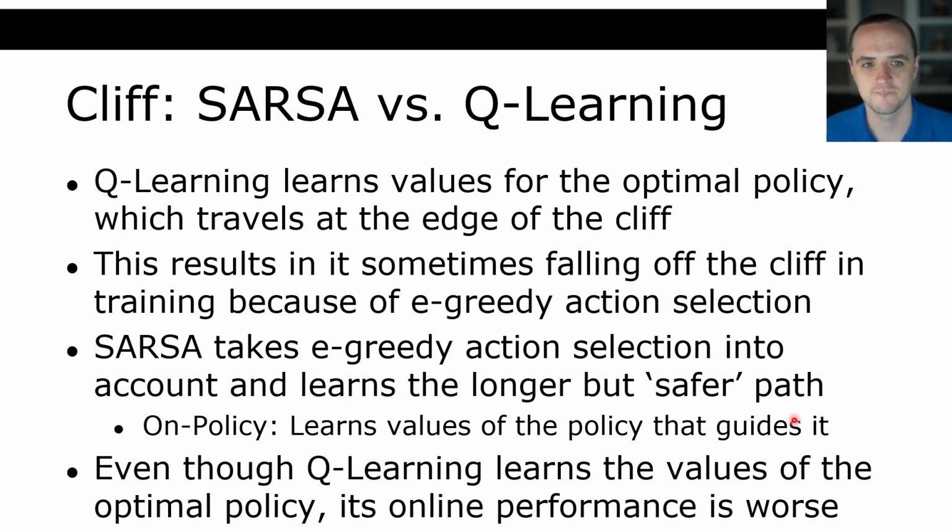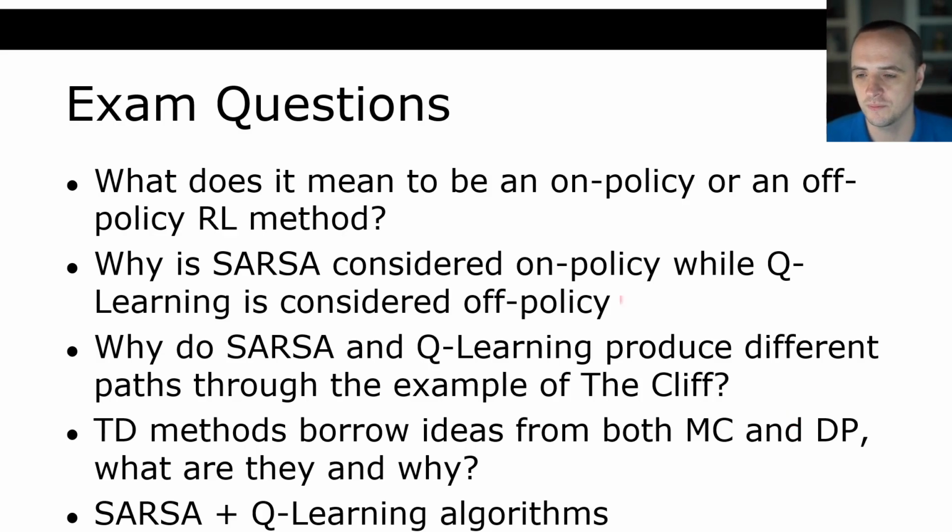Right? Okay. So some possible exam questions here could be, now it's not limited to this, what does it mean to be an off-policy or on-policy RL method? Why is SARSA considered on-policy but Q-Learning is considered off-policy? Why do SARSA and Q-Learning produce different paths for the cliff? How does TD compare to MC and DP and why? You need to know the SARSA and Q-Learning algorithms, and you also need to know that update example that we gave. So it's not too much for the exam.